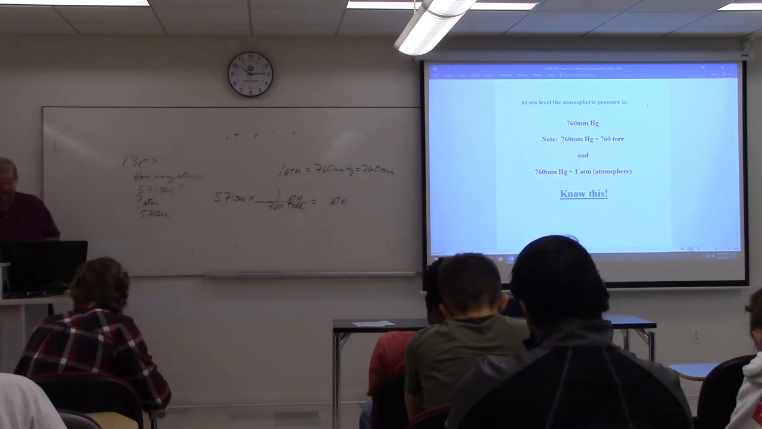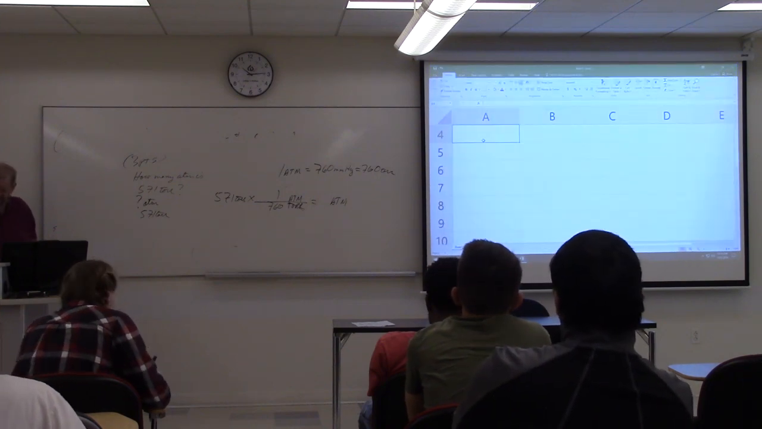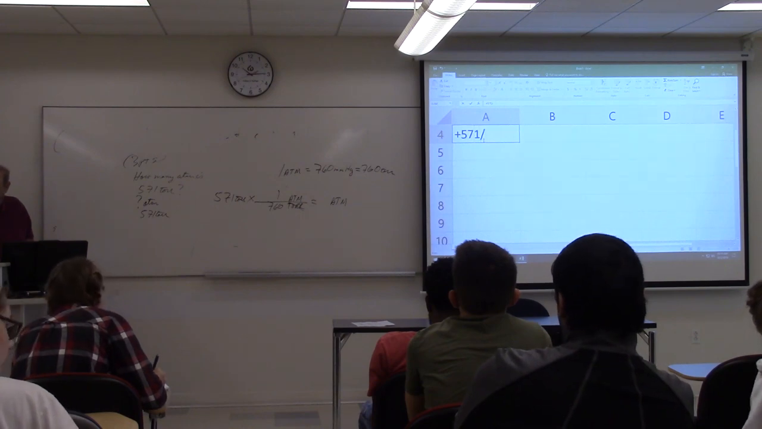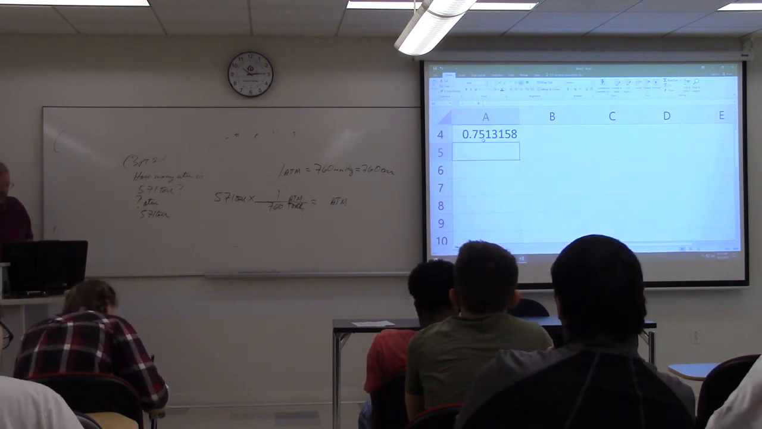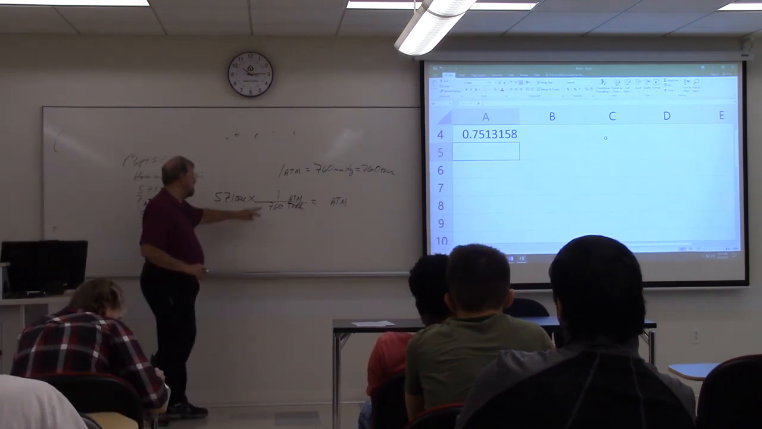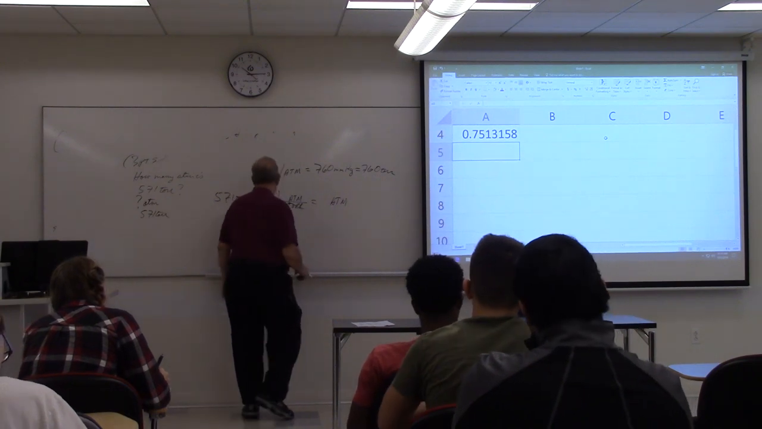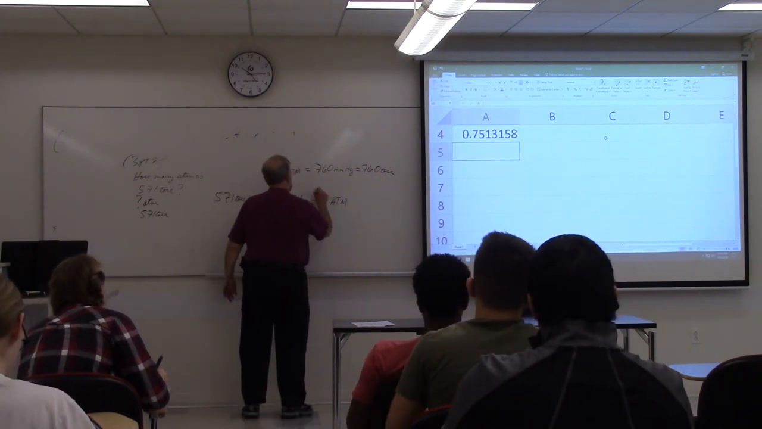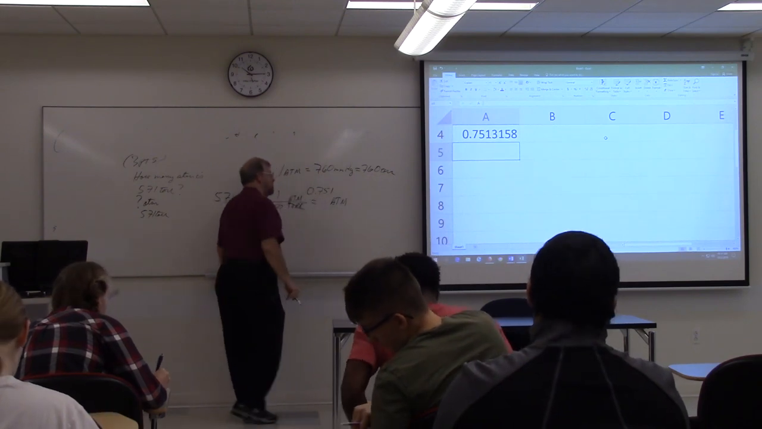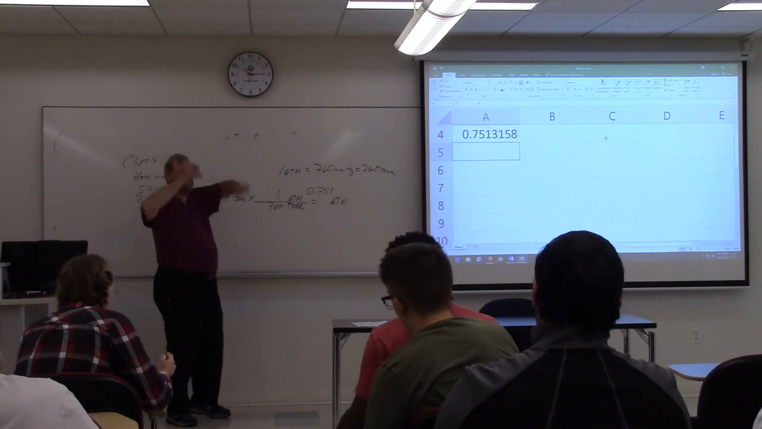I come over to my calculator. We don't want to let you get out late, so I'll hurry up. And this is what my calculator gives me. This is three significant figures, exact. Round that off to three significant figures. And I get 1.00 atmosphere. And with that, I'm done.